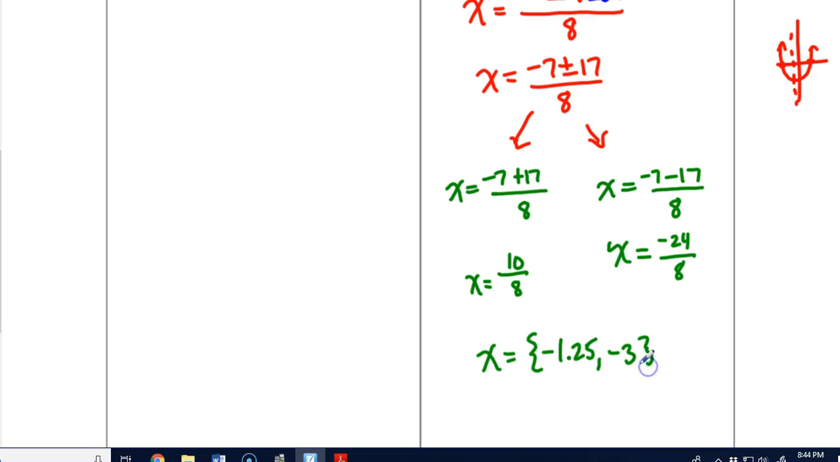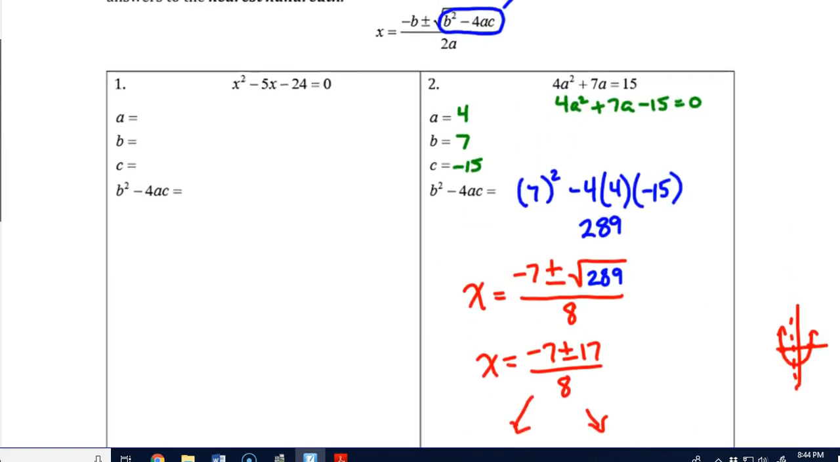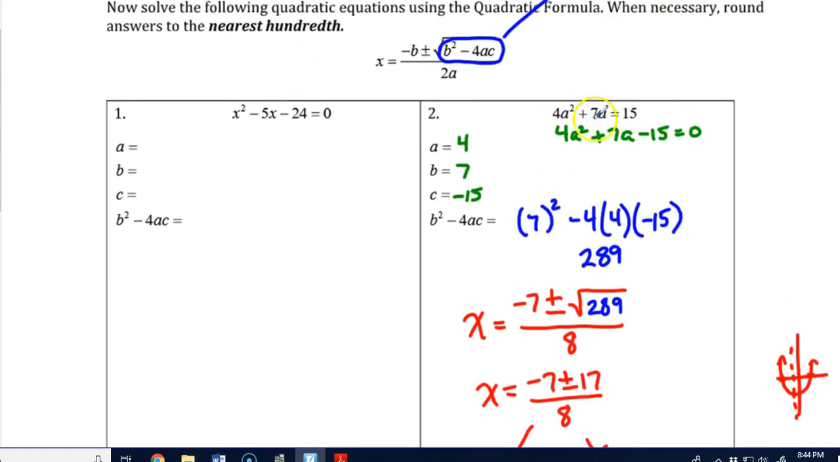So now we have our two roots. These roots, or solutions, or zeros, or x-intercepts, could be checked by graph. They could be checked by substituting back into our equation to make sure they form a true statement. Okay?